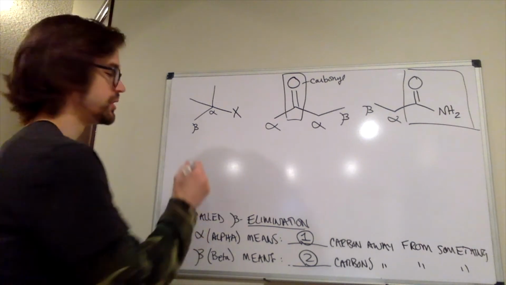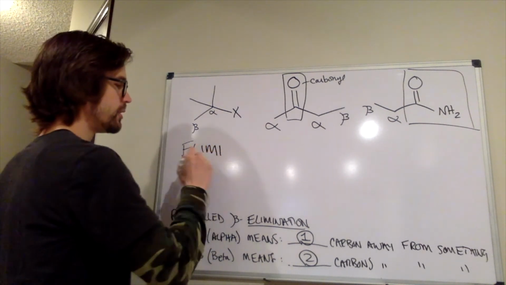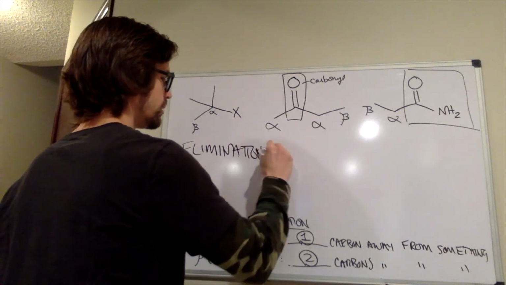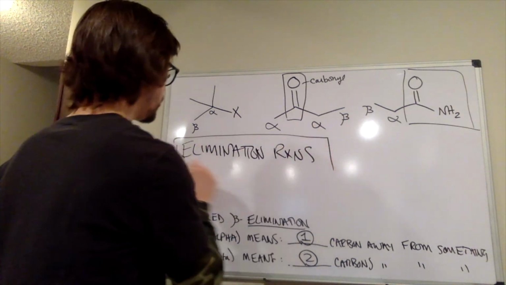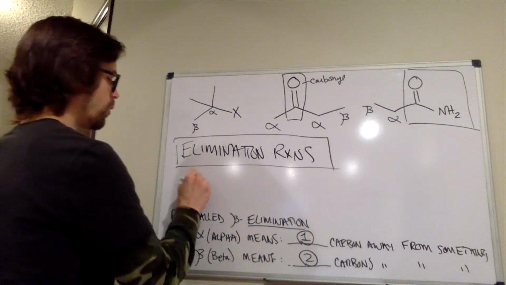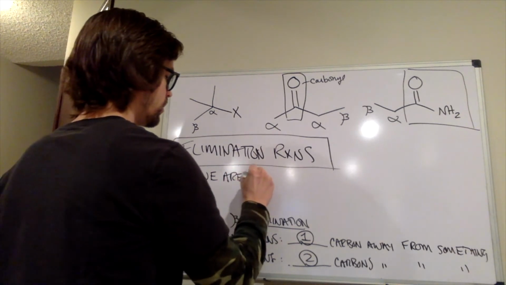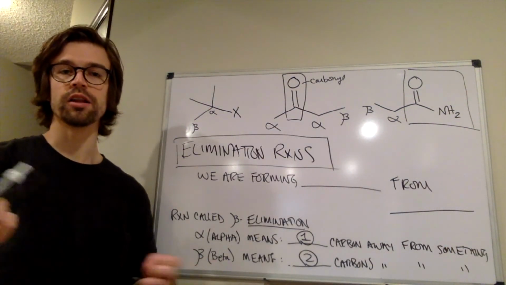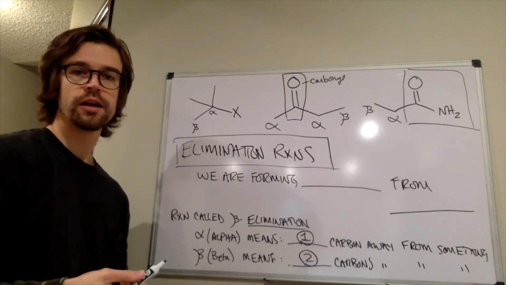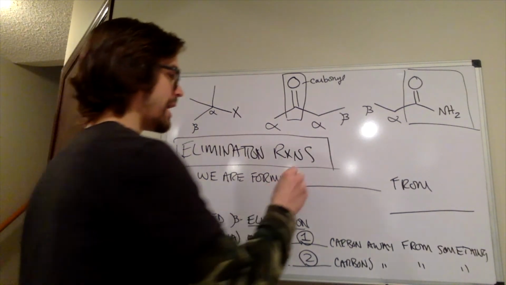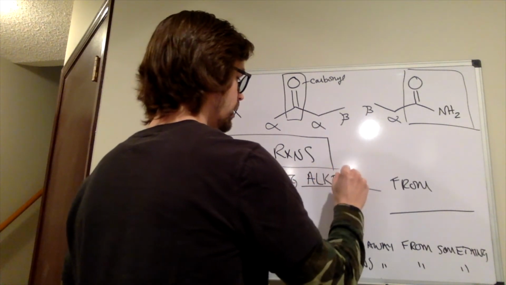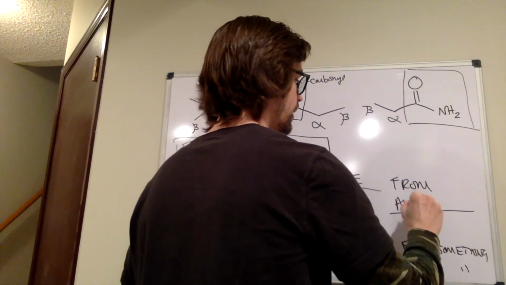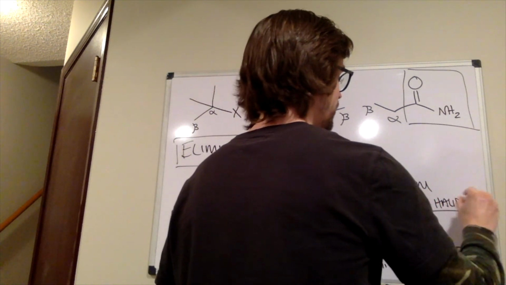And just to kind of finish up this page, this chapter is all about elimination reactions. And just in general, we already saw it, but we're just going to put it on paper. We are forming, from what? We are forming what was the product in our elimination reaction. The product was, yeah, you got it. We're forming an alkene from an alkyl halide. So that's what this chapter is going to be focused on.